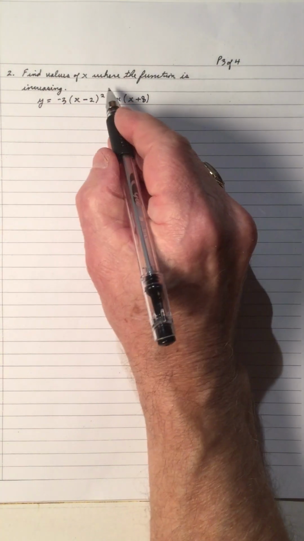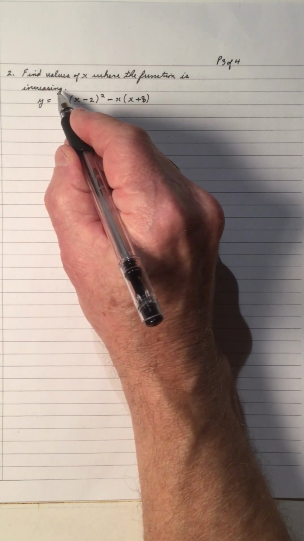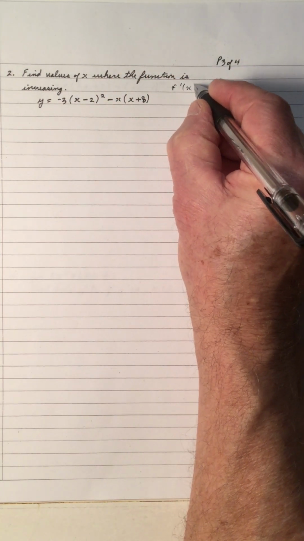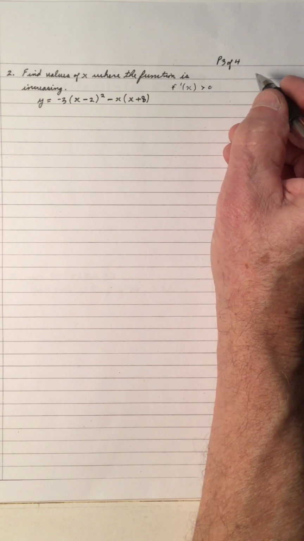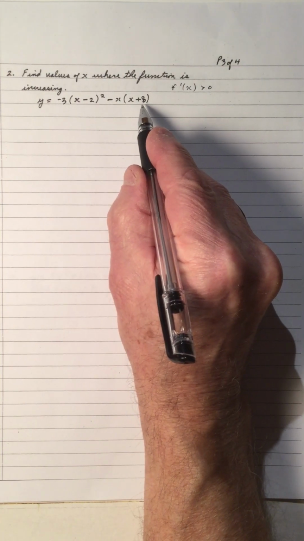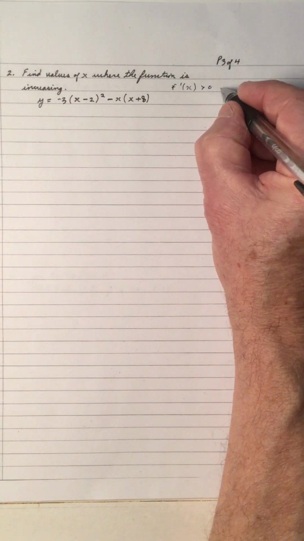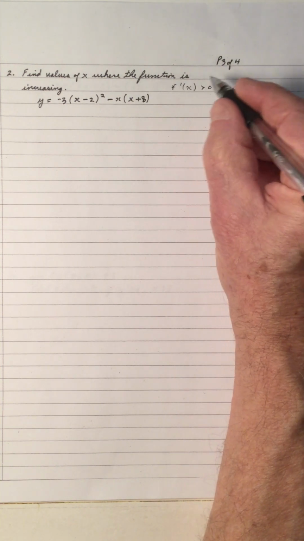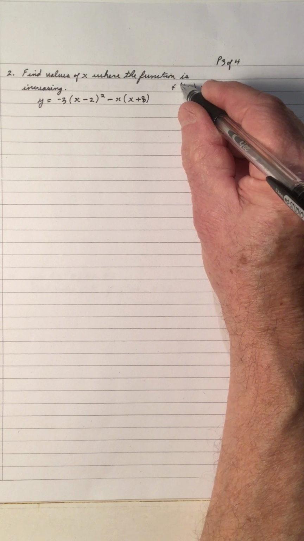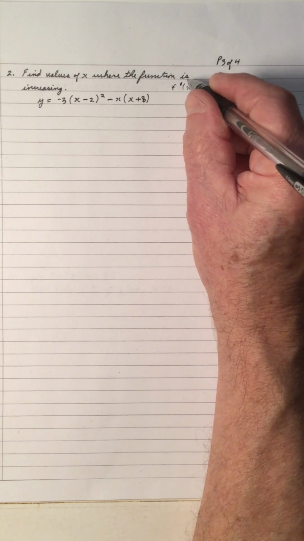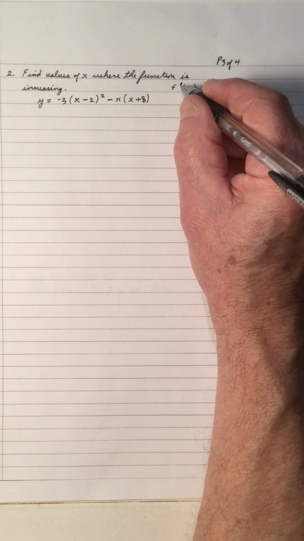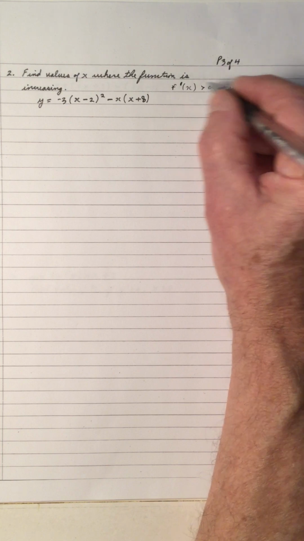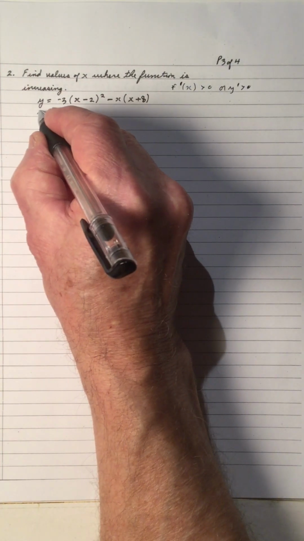Number 2, find the values of x when the function is increasing. And the function is increasing when the derivative is greater than 0. But before we can do the derivative, I have to simplify this expression. Now that's the f of x, or we could also say that y prime is greater than 0. So let's simplify this expression.